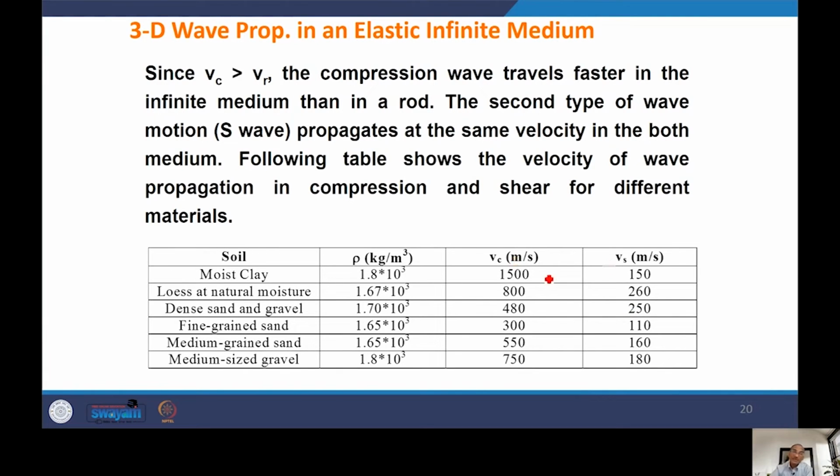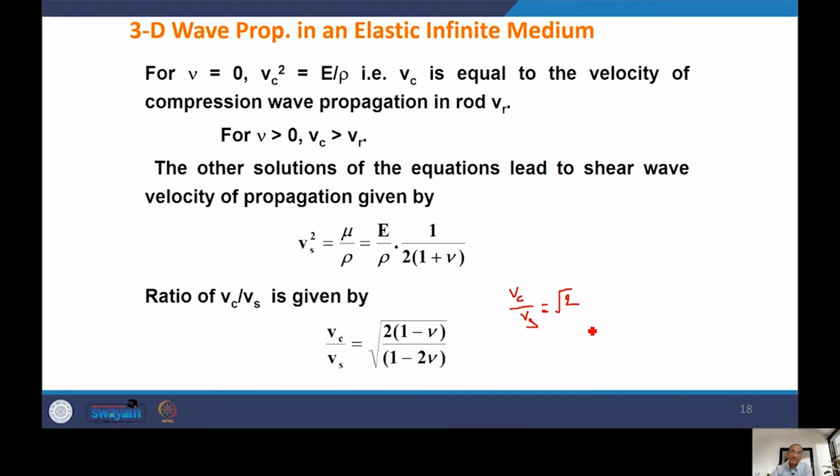These are the values of Vc, which is the same as Vp, used for the P wave velocity, and these are only typical, representative values. However, these values should be found by doing tests. Normally, the shear velocity is found using some experiments, and then, assuming a value of Poisson's ratio for the given material, Vc and Vs can be determined from this relation.